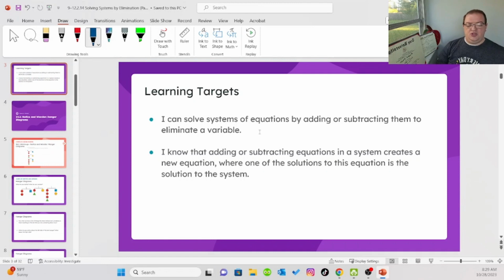So I want to go back to our learning targets for this lesson. Number 1, do you feel that you can solve systems of equations by adding or subtracting them to eliminate a variable? If you do, then you're good to go. Number 2, do you know that adding or subtracting equations in a system creates a new equation where one of the solutions to this equation is the solution to the system? If you are comfortable with both of these learning targets, then you are on track for the test on the 3rd. If not, please bring those questions to class and ask them so I can get you clarification.